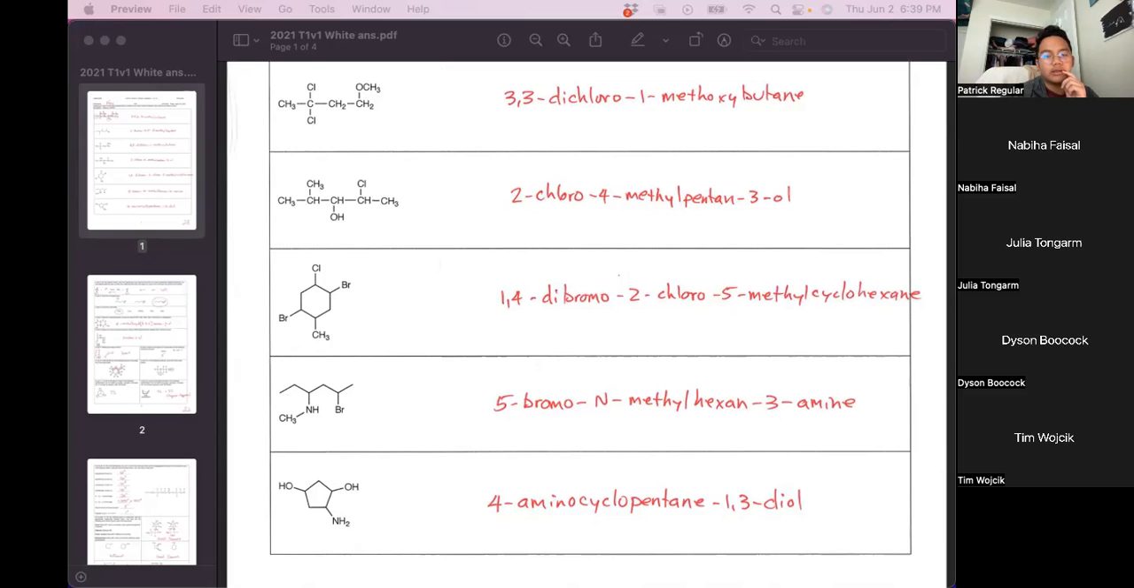Just making sure for the last one, you keep the E on the pentane because the prefix of the ol is di. But if you only had one OH group, you could omit the E from the pentane. Correct. Yeah. Okay.